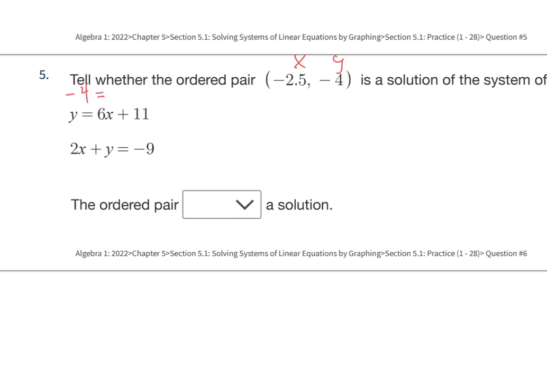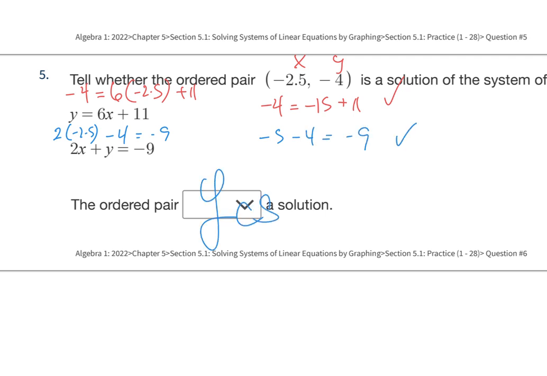Now this is our x, this is our y. Negative 4 equals 6 times negative 2.5 plus 11. So does negative 4 equal negative 15 plus 11? It sure does. Let's try the other one. So x is negative 2.5. Y is negative 4. Does that equal negative 9? Let's see. We get negative 5 minus 4. That does equal negative 9. So yes, that is a solution to that system.